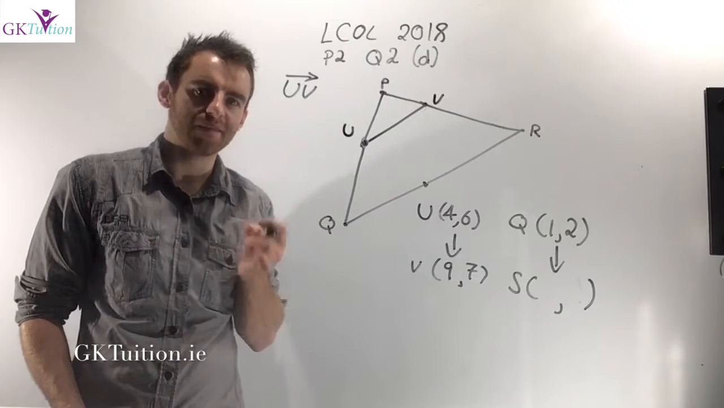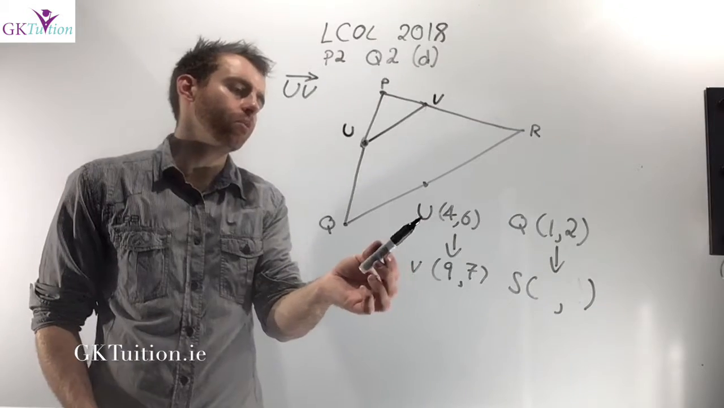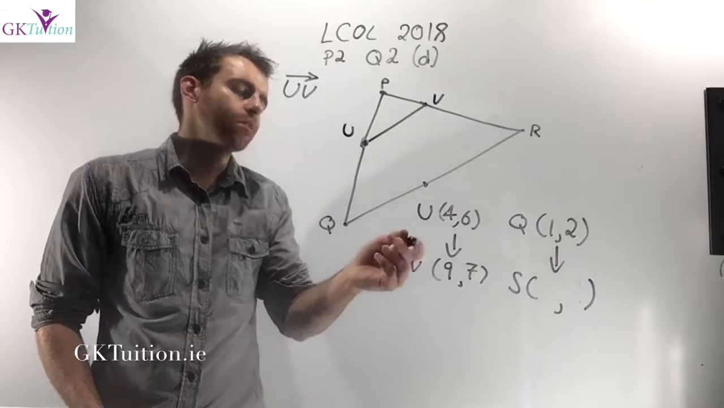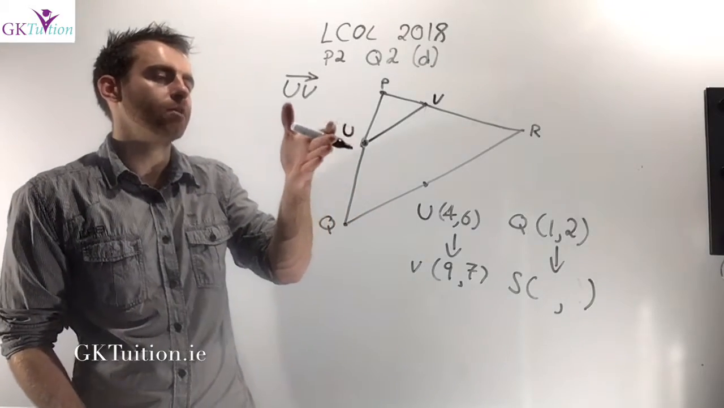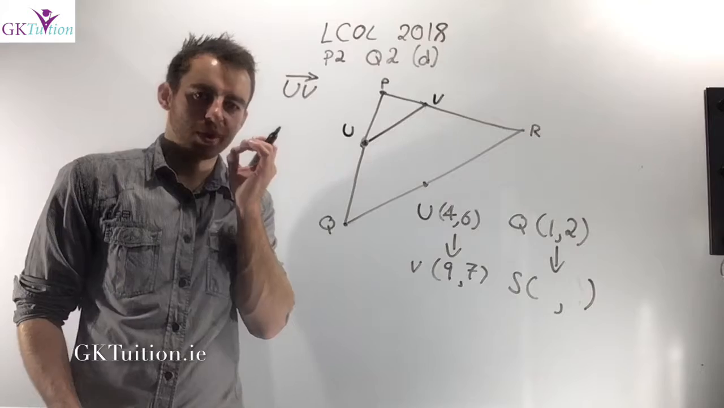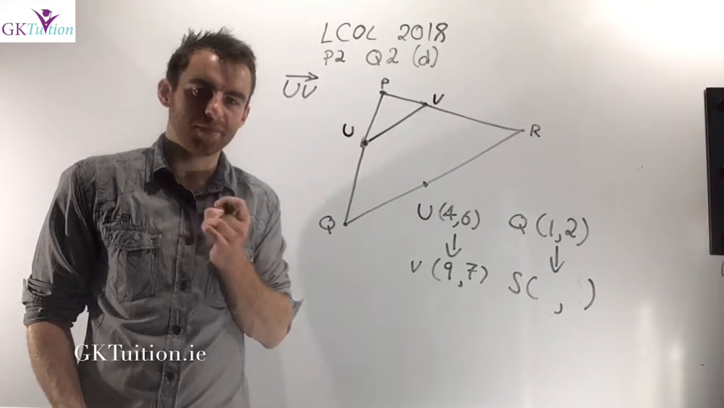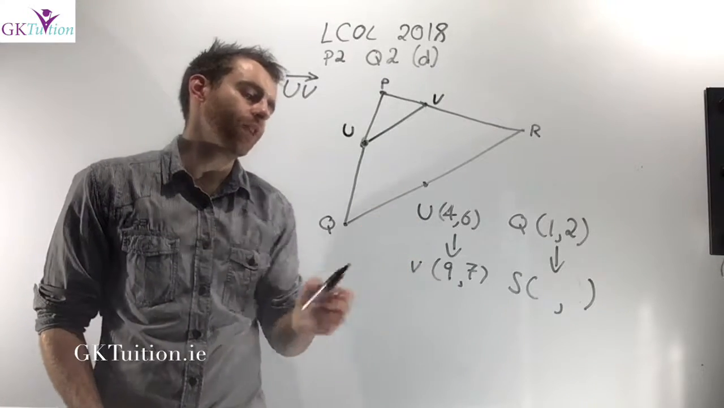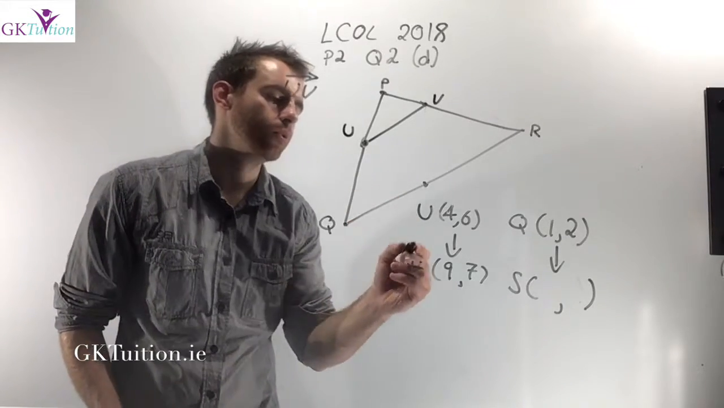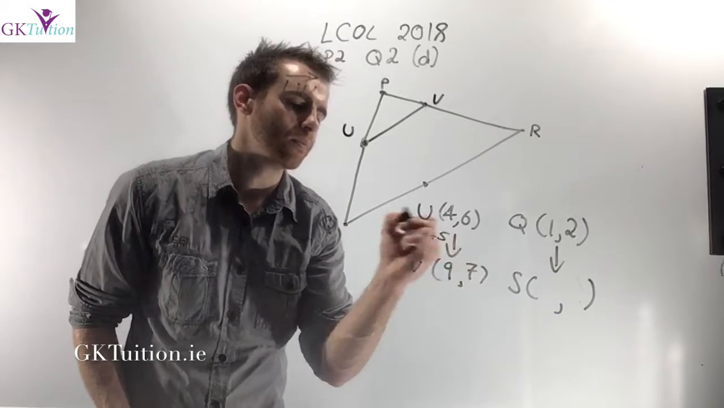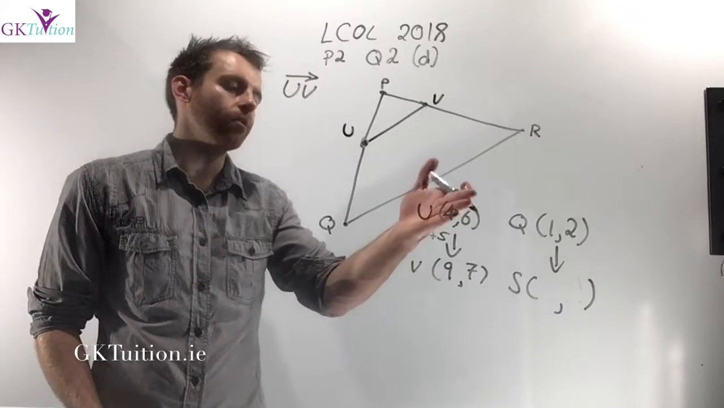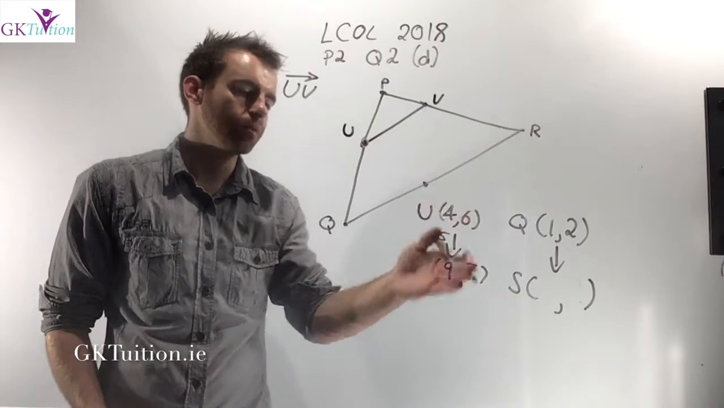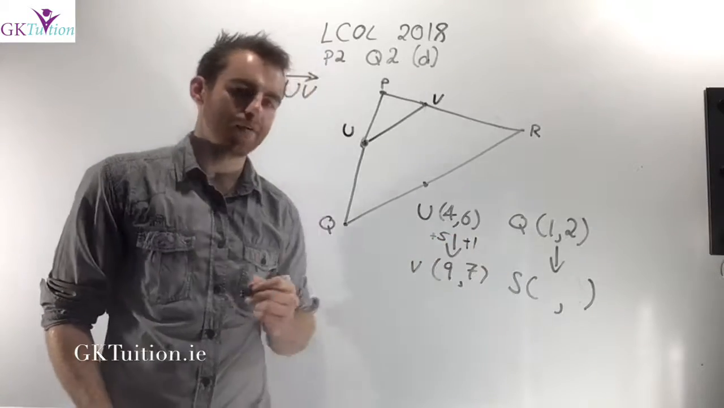The maths here is actually very straightforward. I know that U is the point 4, 6 and V is the point 9, 7. So I need to work out what happens in order for a point to move from U to V. I need to work out what happens to the X value and what happens to the Y value. The X value of U is 4 and the X value of V is 9. So in order to go from U to V, I need to add 5 to my X value. The Y value of U is 6 and the Y value of V is 7. So in order to get from U to V, I need to add 1 to my Y value.